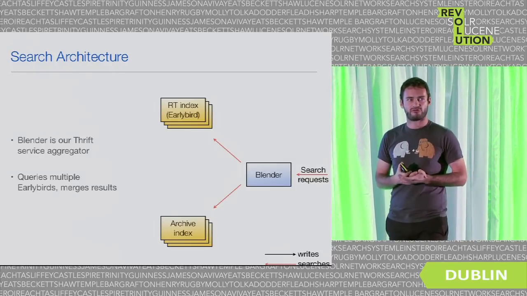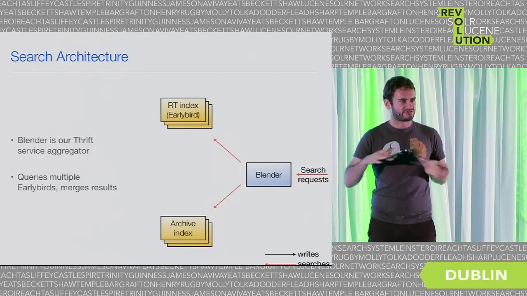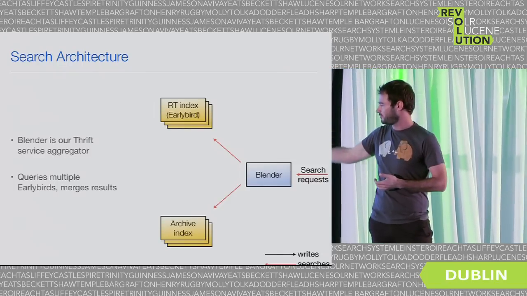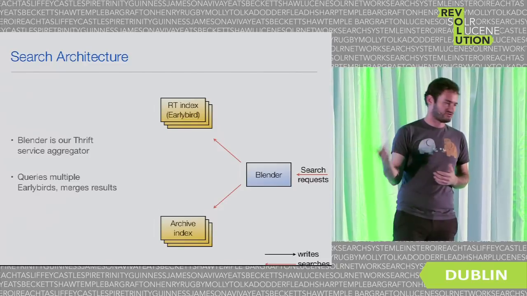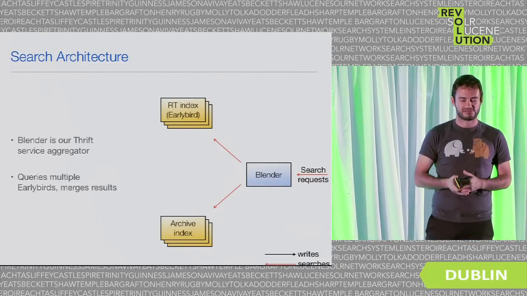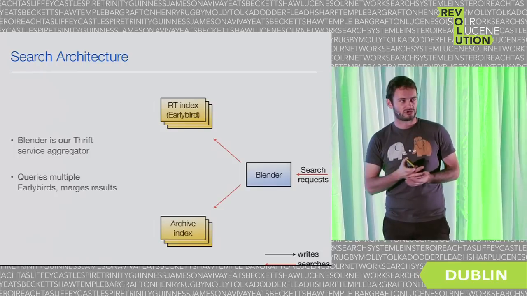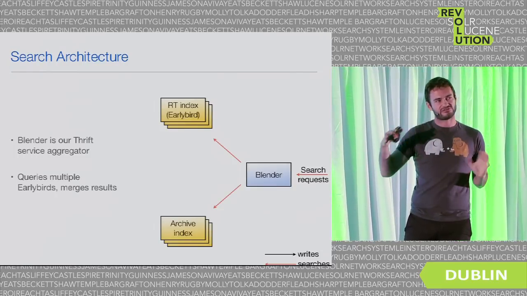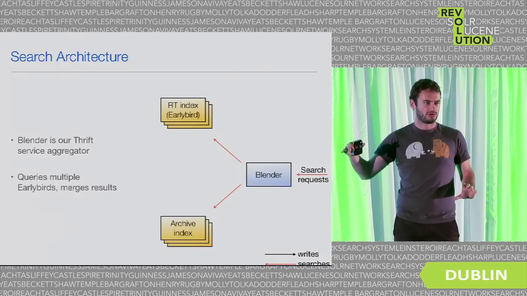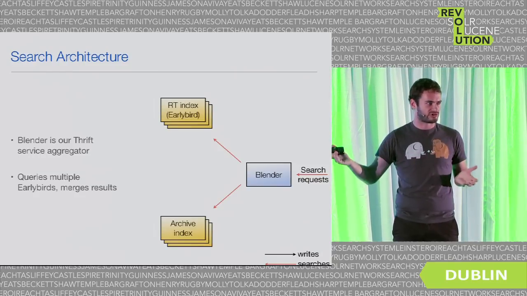And the Blender is a workflow management system. It knows a lot of different services within Twitter. It knows our different search indexes, like the real-time Earlybird index and the archive index. It also knows how to map usernames to user IDs and a lot of different internal services. And it can call all these services, and it knows exactly for each query which services it needs to call to satisfy the query. So for some queries, we need to call more services than other ones.